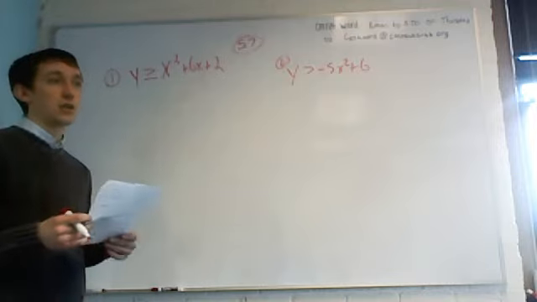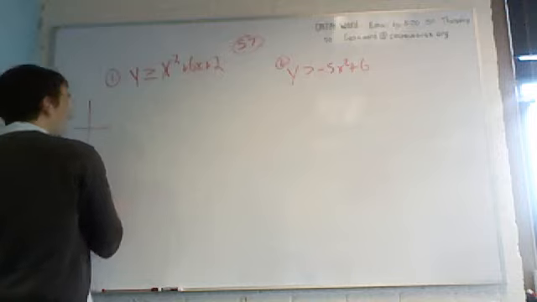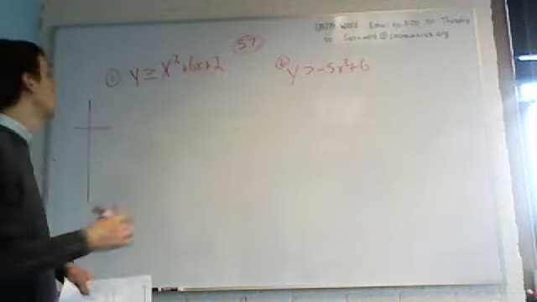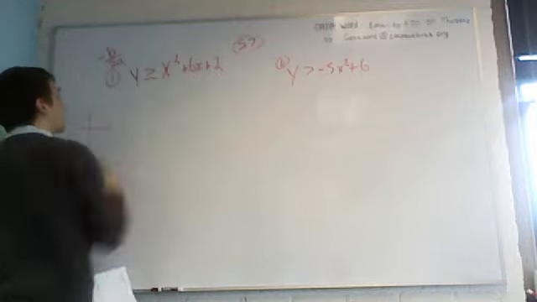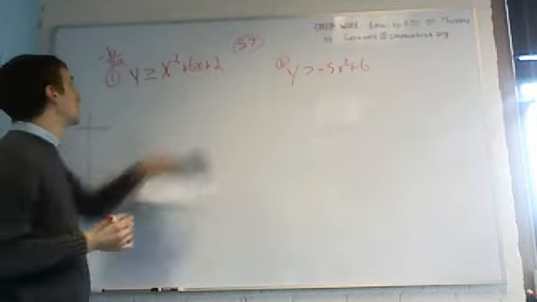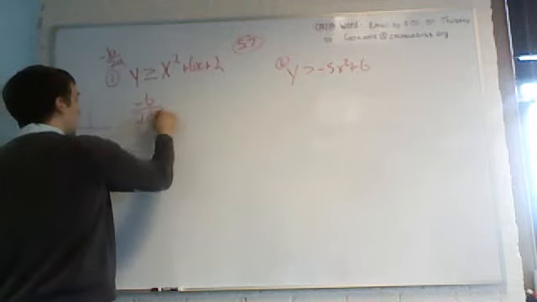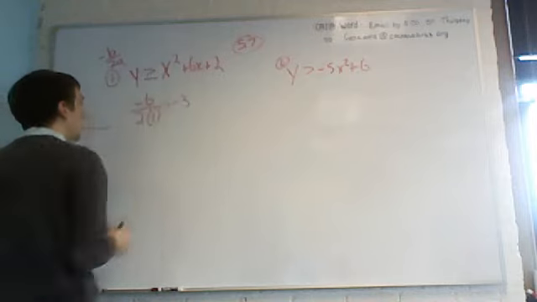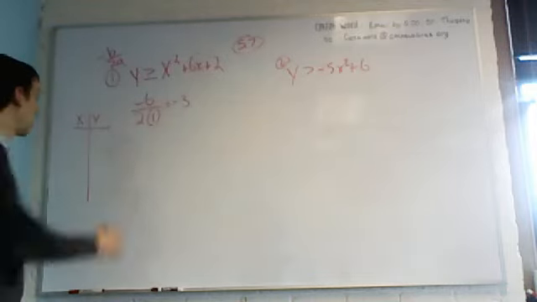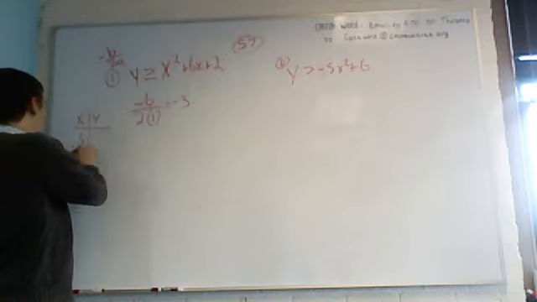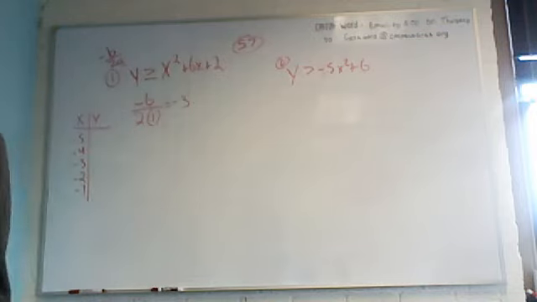How do you find the center of a graph in standard form? The vertex. How do you find the vertex? Negative b over 2a will give you your x value. What's b? 6. Negative 6 over 2 times 1, which is negative 3. So then we make a t-chart where negative 3 is the center: negative 5, negative 4, negative 3, negative 2, negative 1, in ascending order.